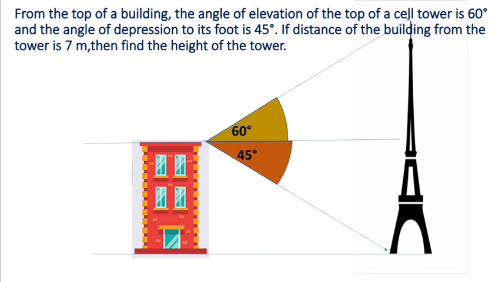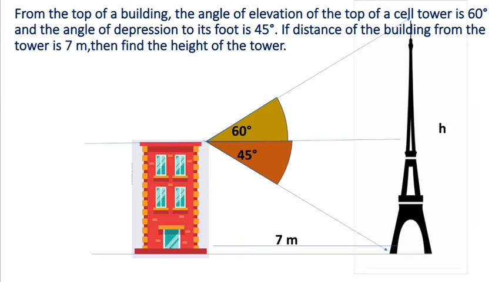Given that the distance of the building from the tower is 7 meters, that means the gap between building and cell tower is 7 meters. So we can assume like this, the distance between building and cell tower is 7 meters. This is the given concept, and now we have to find out the height of this cell tower. Let h be the height of this tower. Now we have to find out this h value based on this diagram.